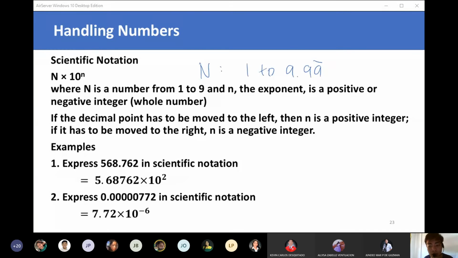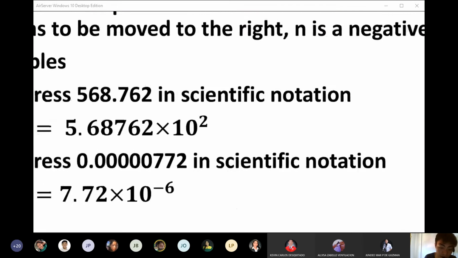To move the decimal point to the left or to the right, may corresponding consequence yan. If you move your decimal point to the left, that means you are adding positive numbers to the exponent. Positive yung exponent. If you move the decimal point to the right, you are subtracting exponents. That means your exponent will be negative in value. Let's try to make that sensible na.